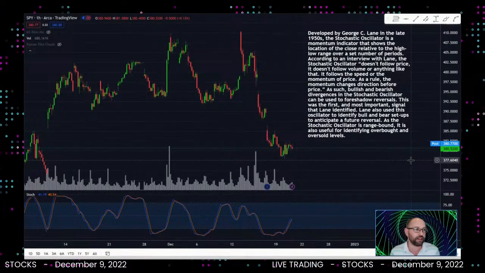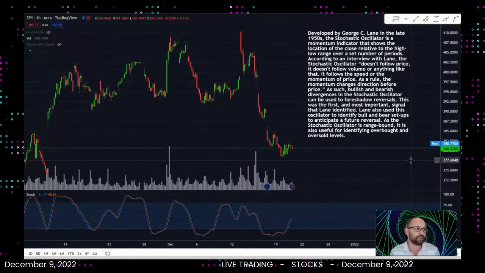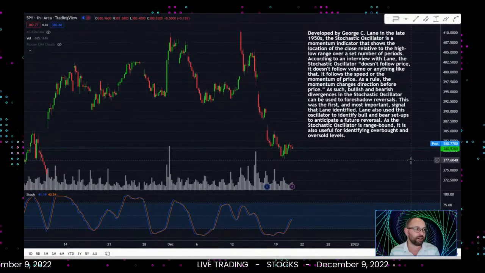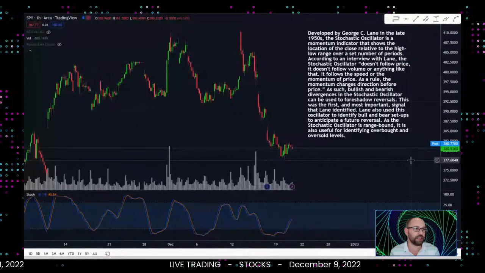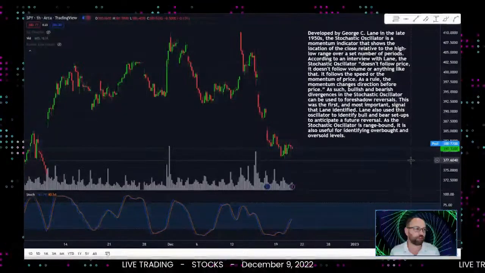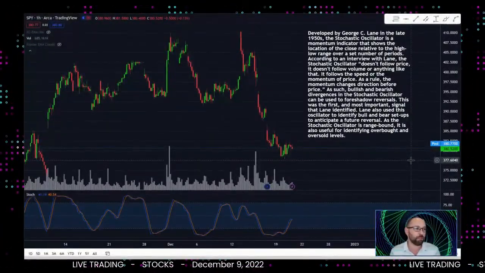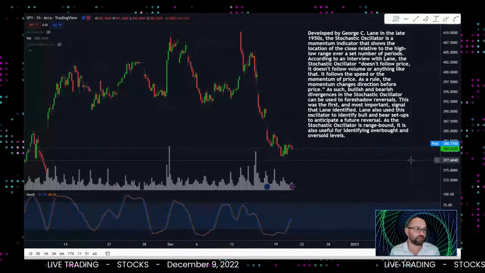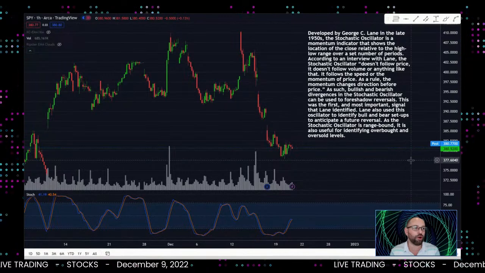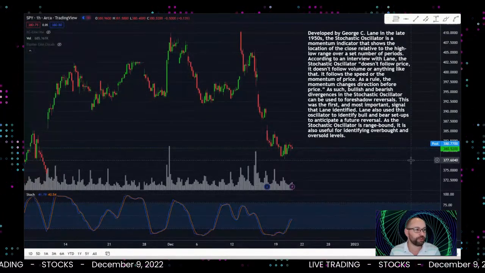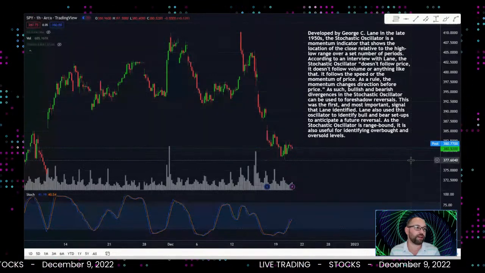According to an interview with Lane, the stochastic oscillator doesn't follow price, it doesn't follow volume or anything like that. It follows the speed. Momentum changes direction before price. As such, bullish and bearish divergences in the stochastic oscillator can be used to foreshadow reversals. This was the first and most important signal that Lane identified.